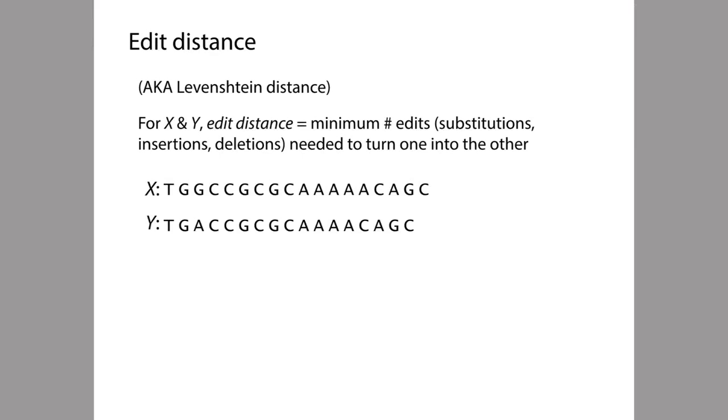Here's an example. What's the edit distance between this x and y? Well, if we look, we can see a substitution here. And then if we look a little further along, we might notice that this string of A's here has one more A than this string of A's here. So that means there are two edits, one substitution and then one insertion in X with respect to Y. So we would say that the edit distance is 2.